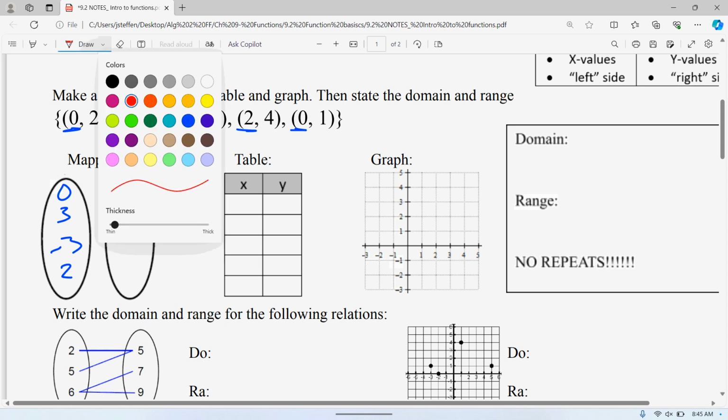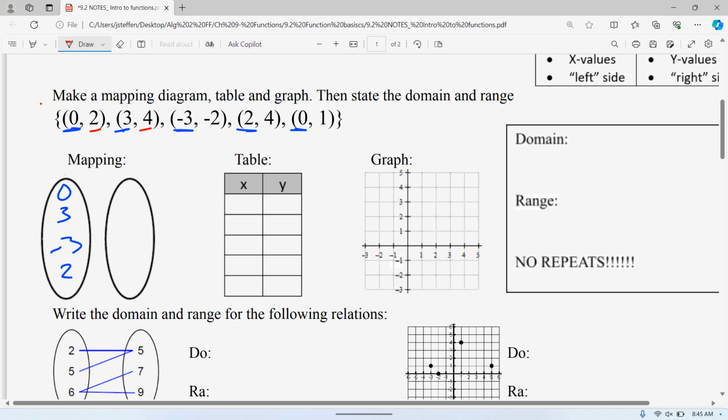So left-hand side, that's your inputs. Then your outputs are the other side. We have 2, 4, -2. Don't go 4, we already put that one down, and 1.